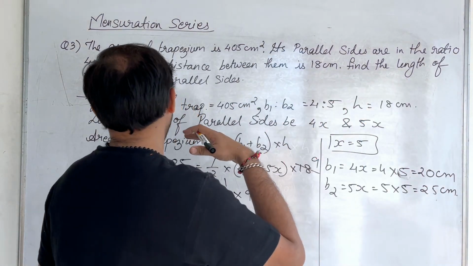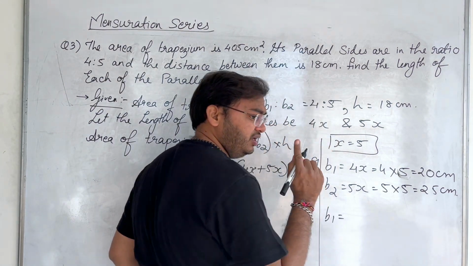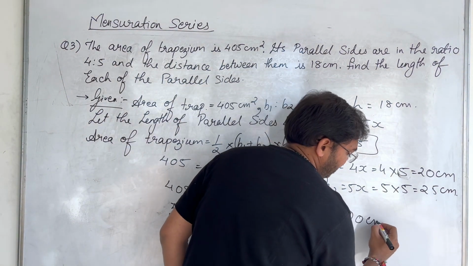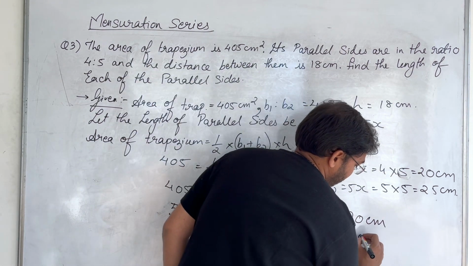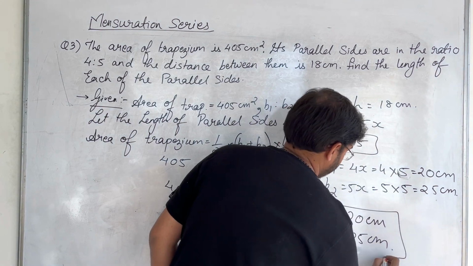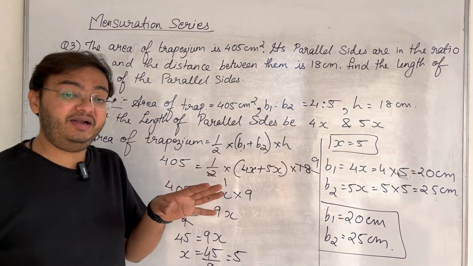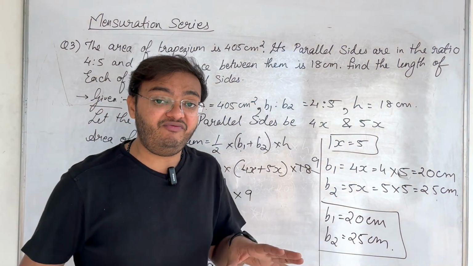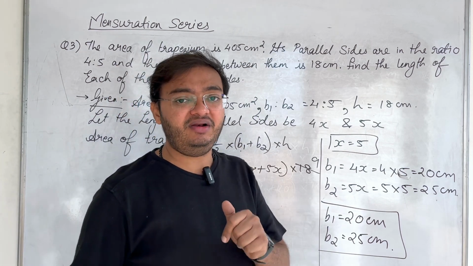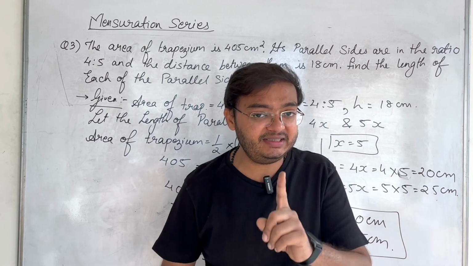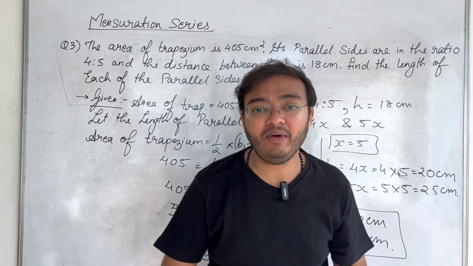And the question says to find the length of each of the parallel sides. That means b1, which is my first parallel side, its value is 20 centimeter, and b2, the other parallel side, is 25 centimeter. So I hope this question is clear to you, how to find the lengths of the trapezium when it has been represented in the form of a ratio. Clear? Just remember that whenever any measurements are given in the form of a ratio, you are going to represent them with x. So let's begin towards our next question.